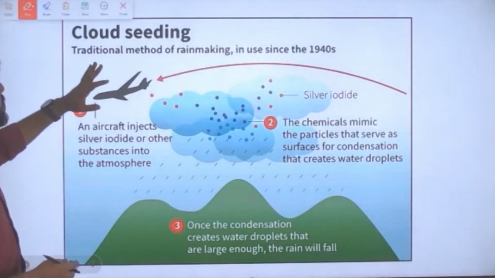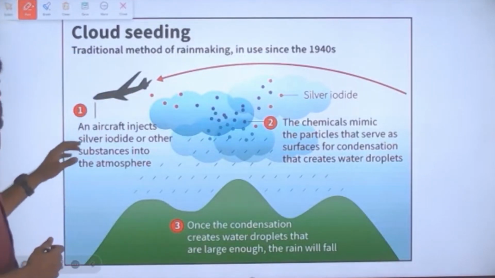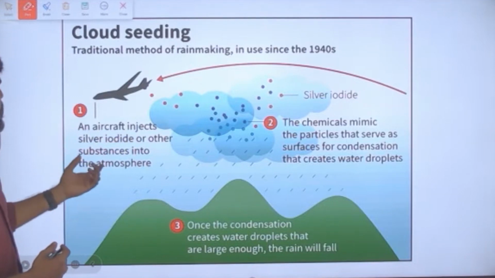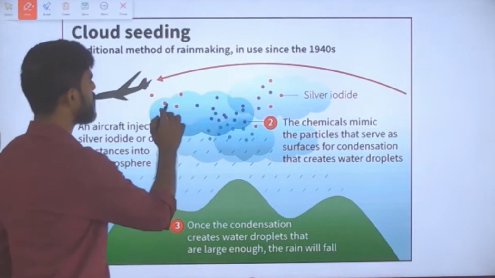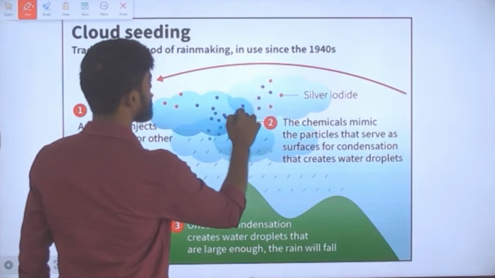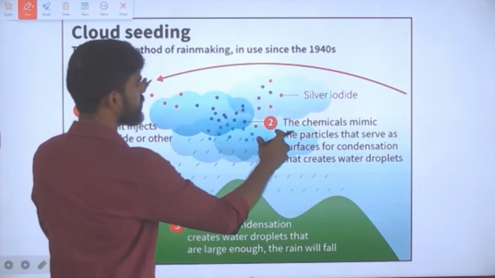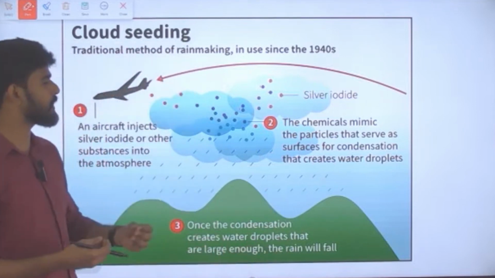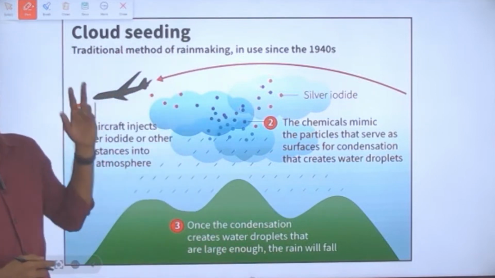Next is, so this is how cloud seeding happens. First is, an aircraft injects silver iodide or any other substance into the atmosphere. So this is how the seeding is done. So all these particles are seed particles. Okay, and then the chemicals mimic the particles that serve as the surface for condensation that creates water droplets, like we saw.